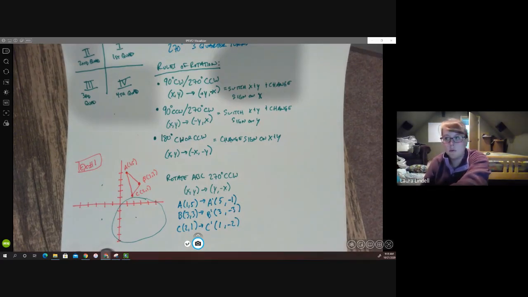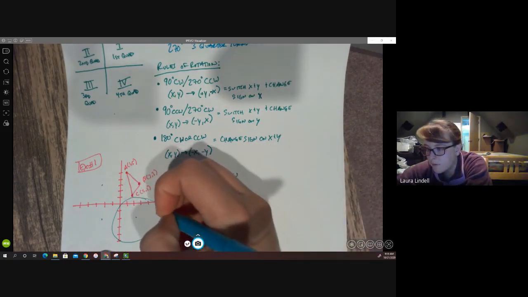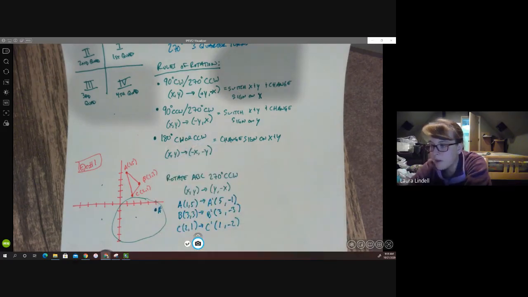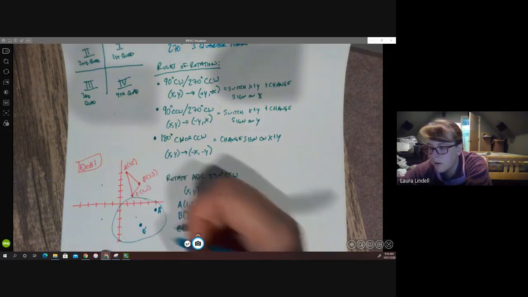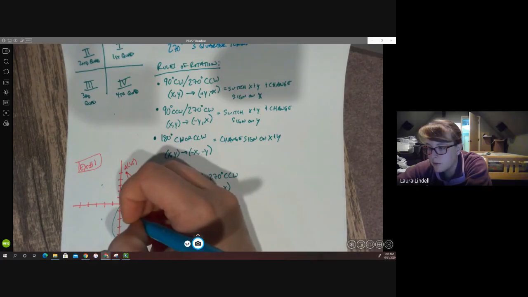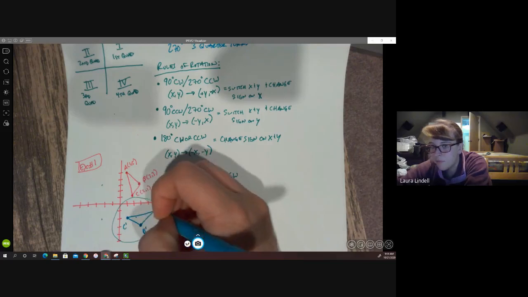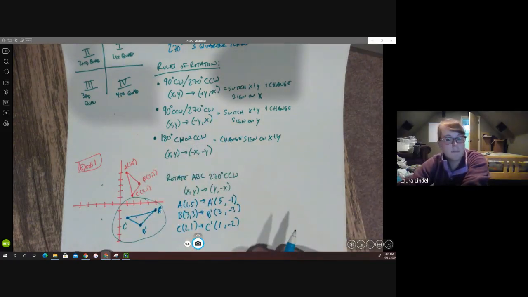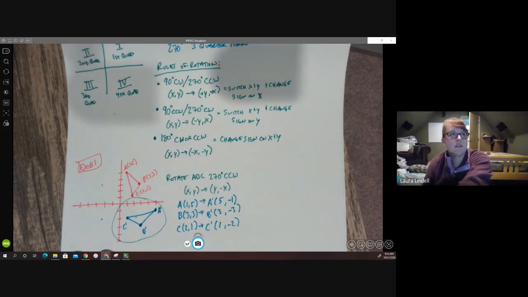And then I want to plot those new points. So A will be over 5 down 1 for A prime. B prime is over 3 down 3. And C prime is over 1 down 2. And then we connect the dots. All right. And so the shape itself should look the same. It should still be a triangle and look roughly the same, just rotated around 270 counterclockwise or 90 clockwise because those are the same thing.